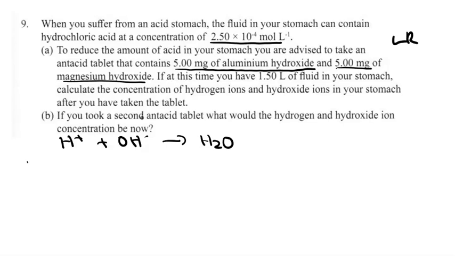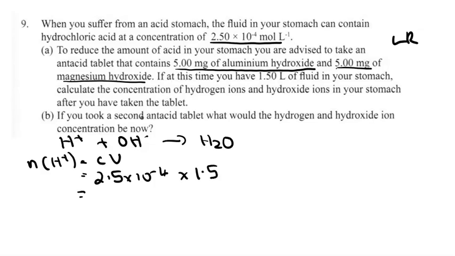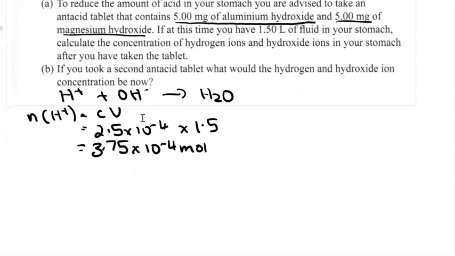So the number of moles of hydrogen ions here is equal to CV. So the concentration was 2.5 by 10 to the negative 4 multiplied by the volume of the stomach, which is 1.5, and this comes out to a number of moles of 3.75 by 10 to the negative 4 moles. Now we're going to find the number of moles of aluminium hydroxide and the number of moles of magnesium hydroxide.